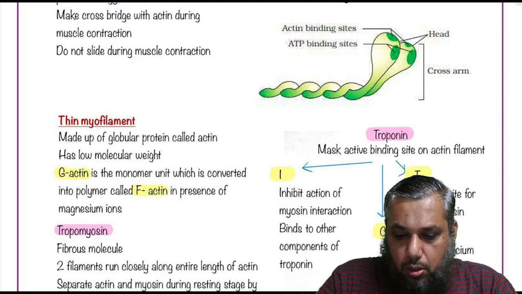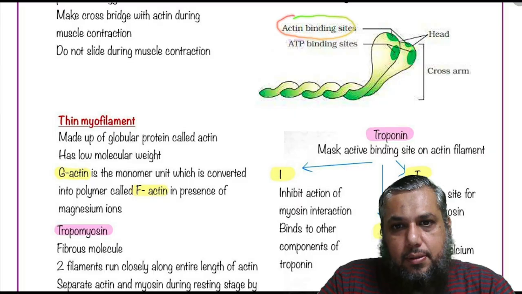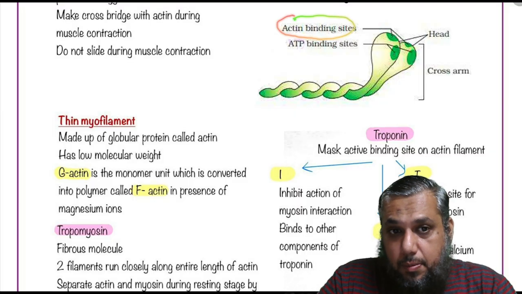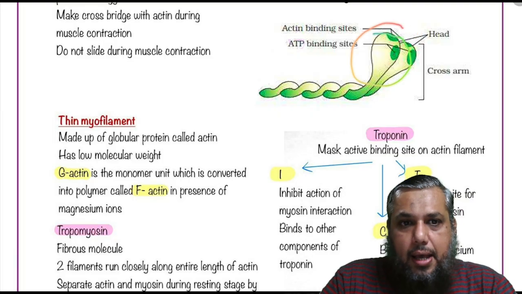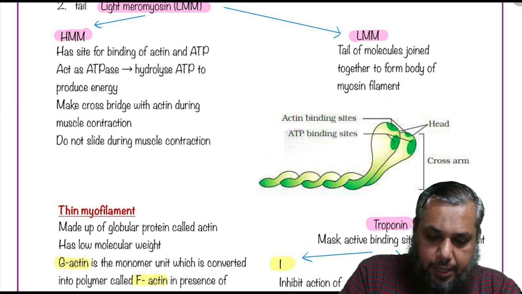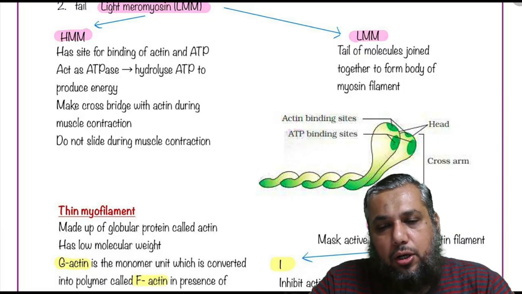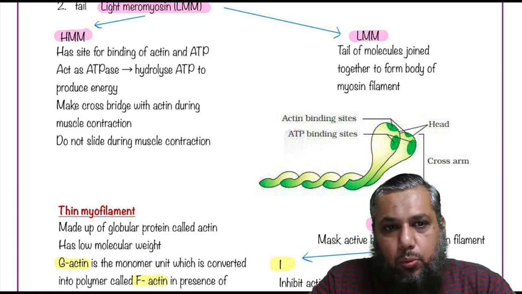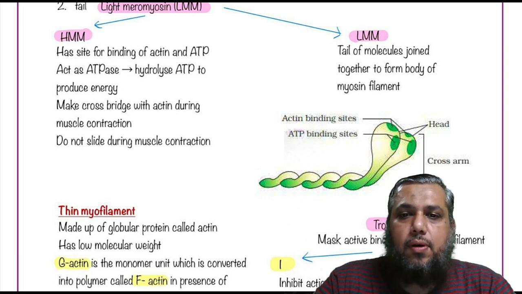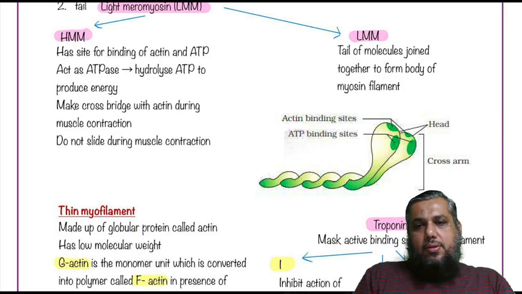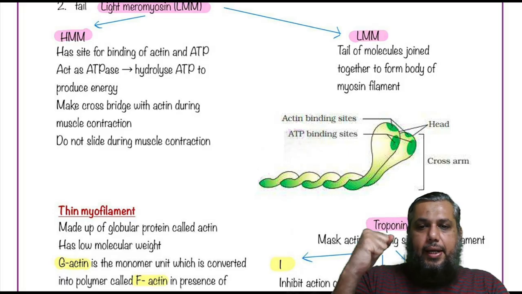Similarly, on the myosin, there are actin binding sites. Similarly, third thing, this head has an ATPase activity, where it can hydrolyze the ATP into ADP and inorganic phosphate and cause the release of energy, as a result of which the myosin head will get energized.